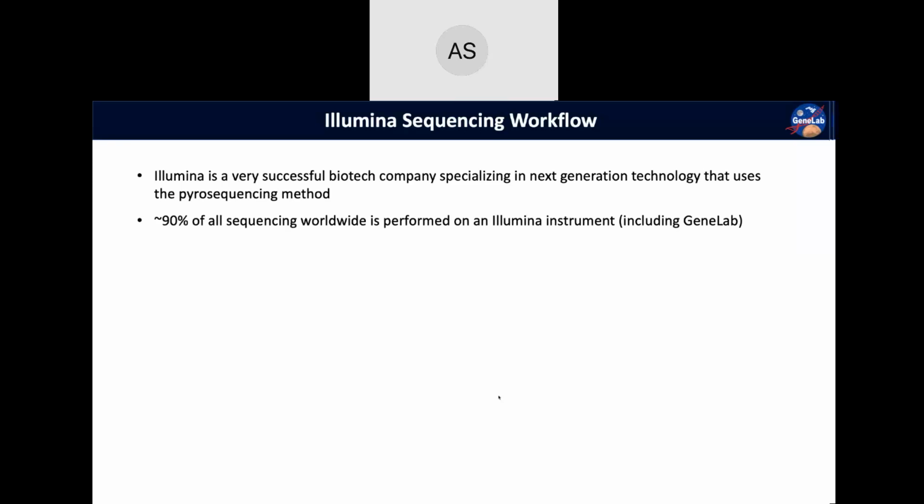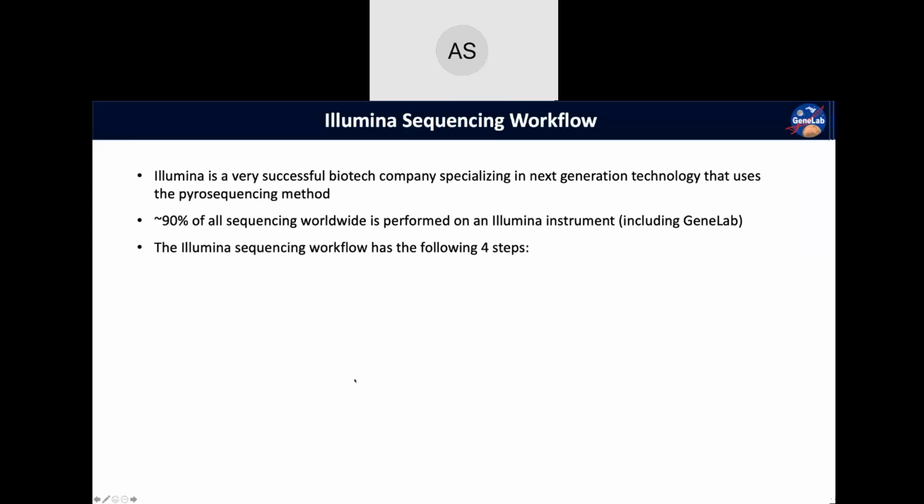So about 90% of all sequencing worldwide is performed on an Illumina instrument, including here at GeneLab. And as nanopore sequencing technologies continue to increase in popularity and become less and less error prone, we're actually seeing an increase in that. So I anticipate that Illumina's reign on the sequencing world is going to slowly be reduced. However, they still are the worldwide leader in sequencing, and their technology is amazing.